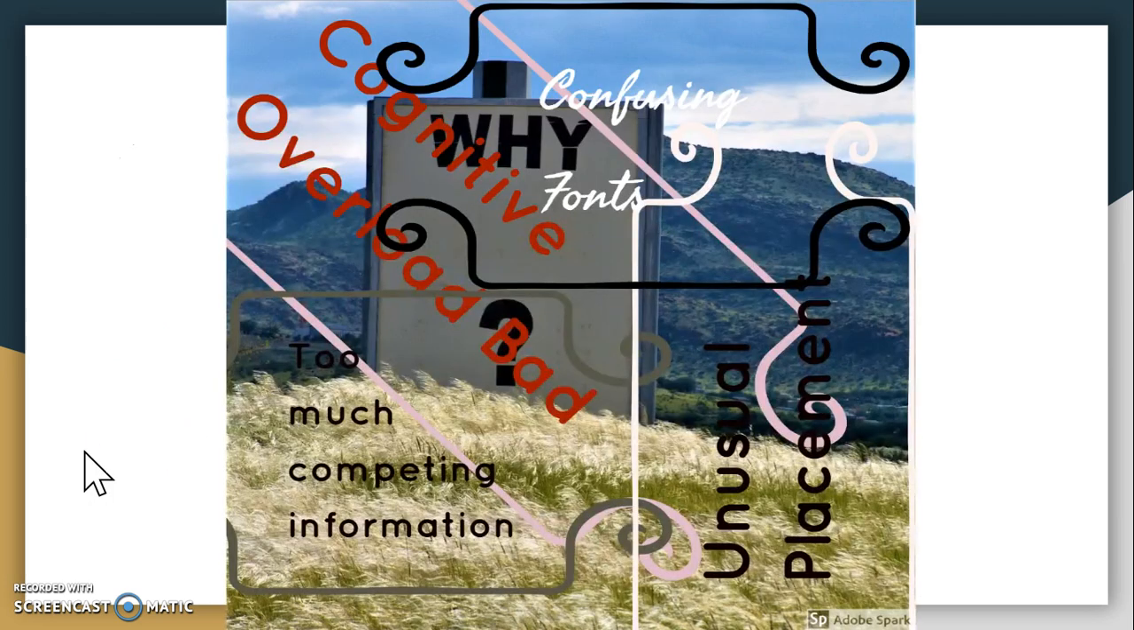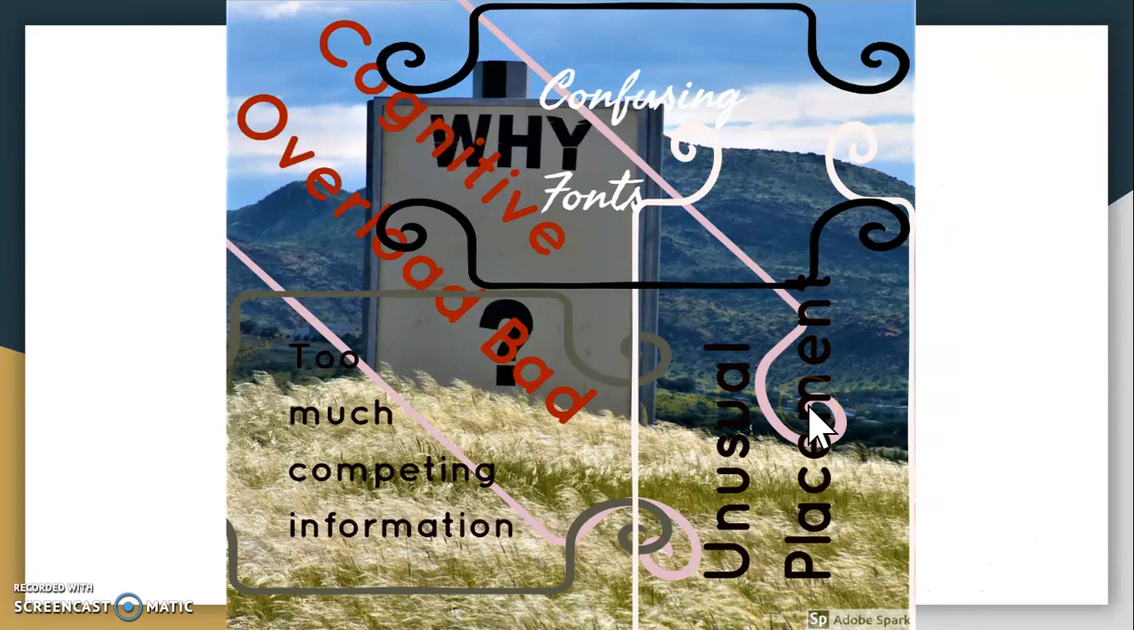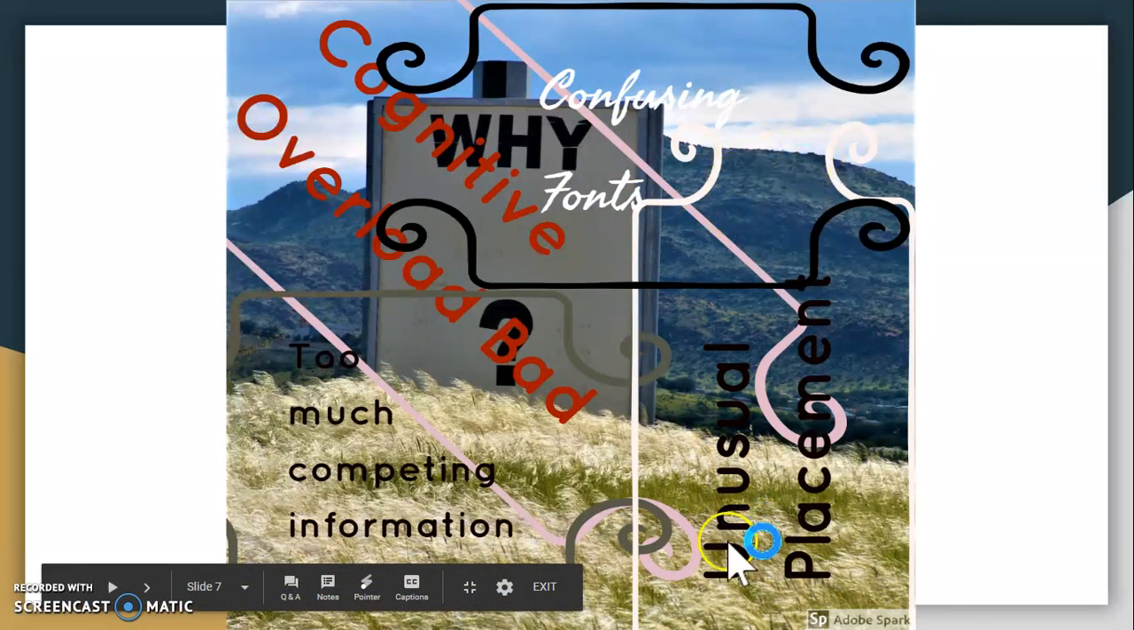All right, wow. So this graphic has the same information as the next graphic I'm going to show you, but it's just presented in a different way. If you look at this, I have this cognitive overload is bad. I have it at an angle, it's a weird font, and the overall thing that I see in this picture is the picture and the question mark, like why? Well, in this case, why is this even here? It's not helping anything. I have confusing fonts, unusual placement, so I turned this on its side and placed it upside down, and you can see there's too much competing information.